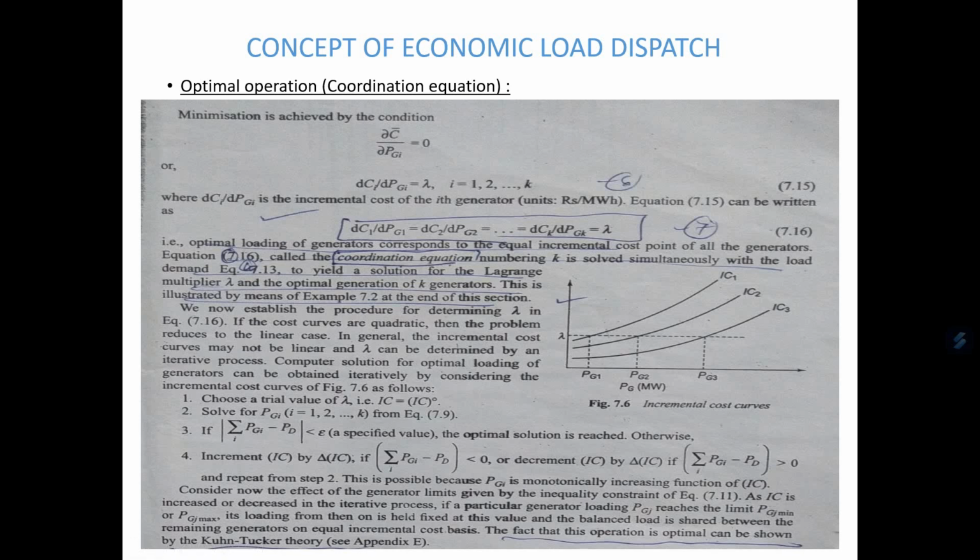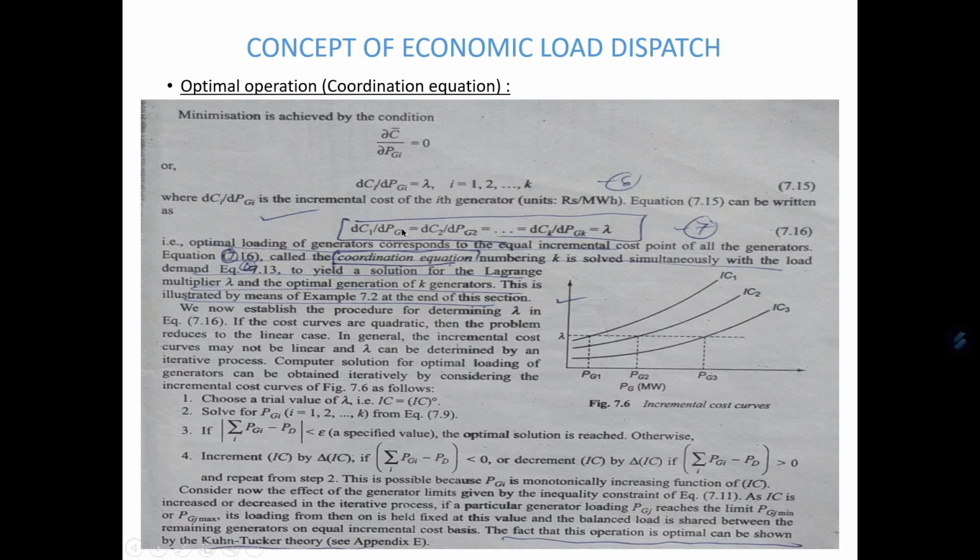For that we need to take the derivative of this equation with respect to the variable, and we need to equate it to 0. That's why we can write ∂C̄/∂Pgi = 0, or dCi/dPgi = lambda. In this case i = 1 to k, and this term dCi/dPgi is nothing but the incremental cost of the ith generator. In some cases it is called the incremental fuel cost, also denoted in short form as IFC.